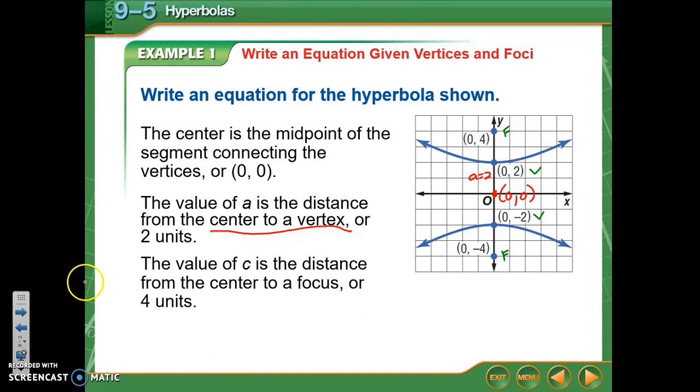And then C, remember, is the distance from the center to a focus. So from here down to this focus, that's the value of C. So C in this case is 4 units.